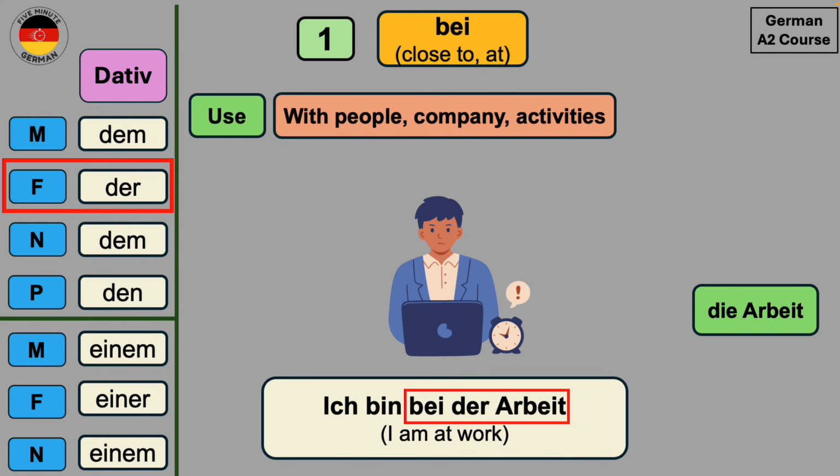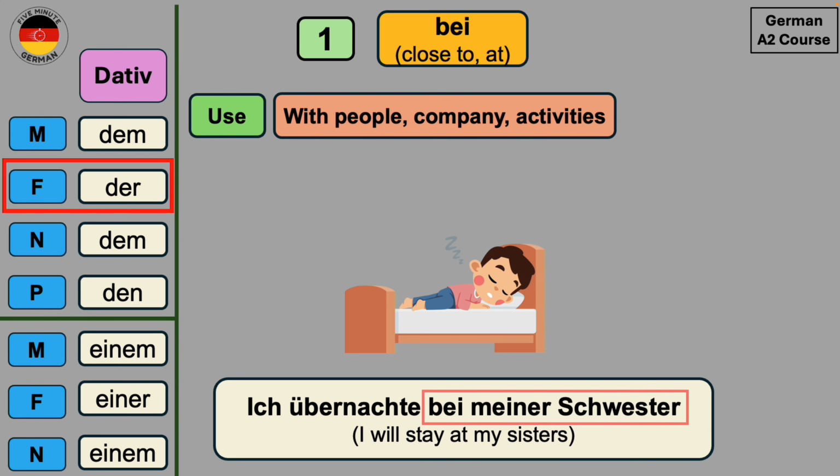Another example with people can be Ich übernachte bei meiner Schwester. I will stay at my sister's. So over here, Schwester is die Schwester. That's why we use meiner, which is the possessive pronoun for first person, singular, feminine.